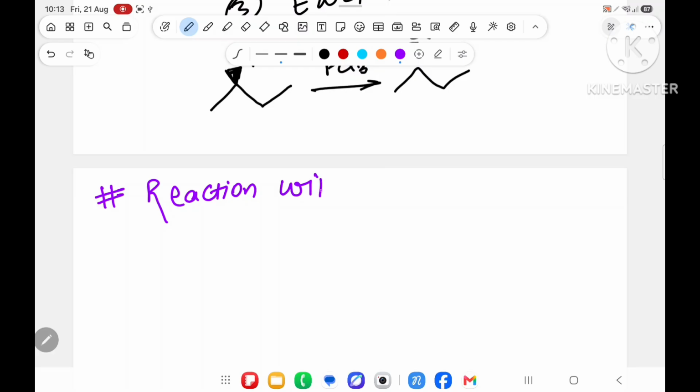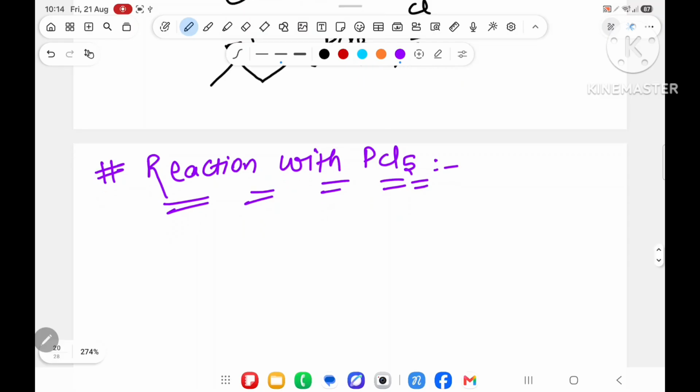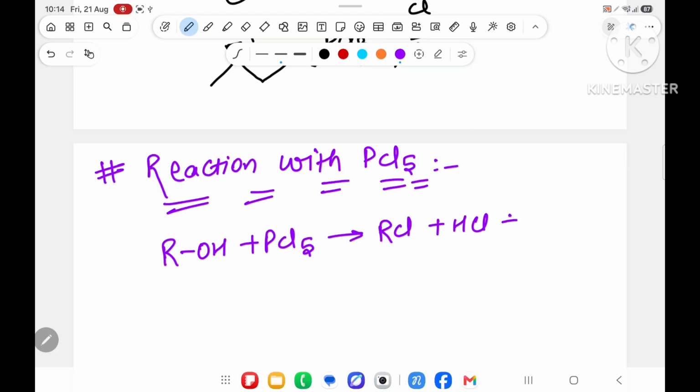Reaction with PCl5, PX5 as written. ROH reacts with PCl5 and gives RCl plus HCl plus POCl3. Here also the byproduct is very important. Sometimes they ask it in the exam.